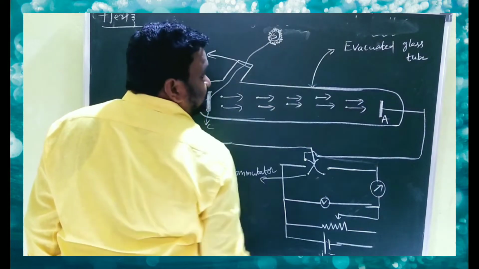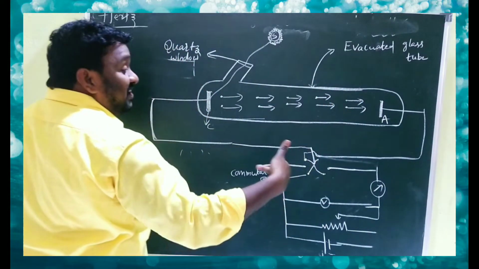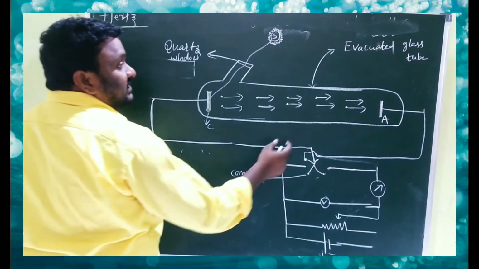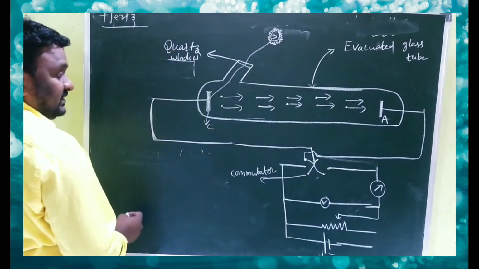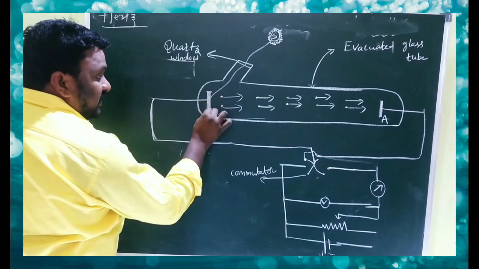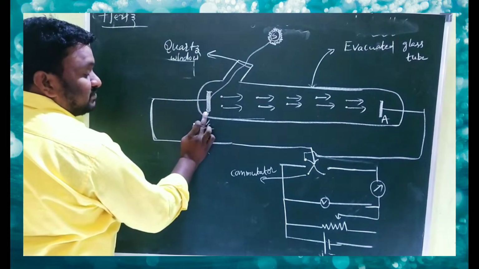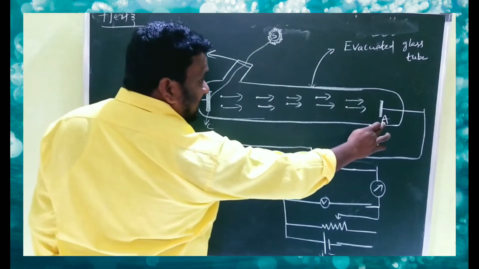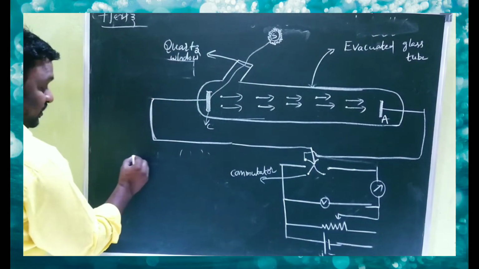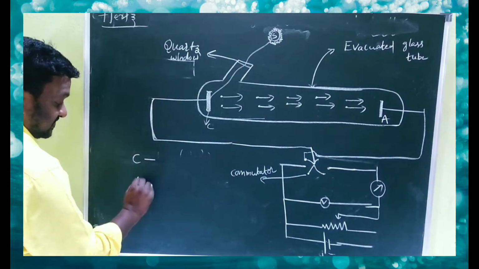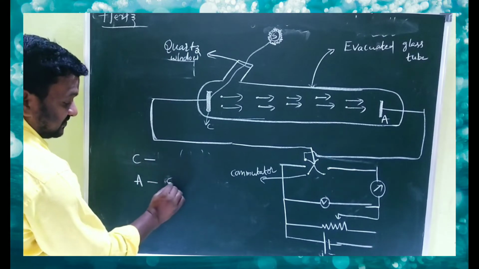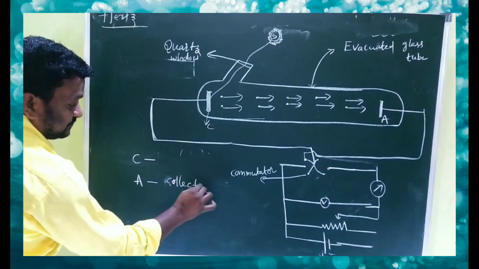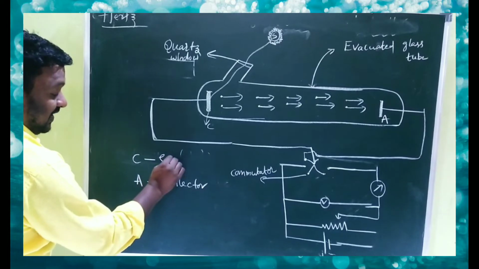In that he took an evacuated glass tube, generally called a discharge tube. In that, two electrodes are there. One electrode is C and one is A. Generally, A is the collector, and C is called the emitter.